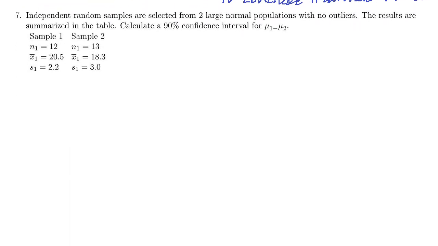And then problem number 7 here, independent random samples are selected from 2 large normal populations with no outliers. So this is an independent sample test. We've got normal populations with no outliers. That's one of our test requirements. Our results are summarized in this table. We want a 90% confidence interval for the difference in means.